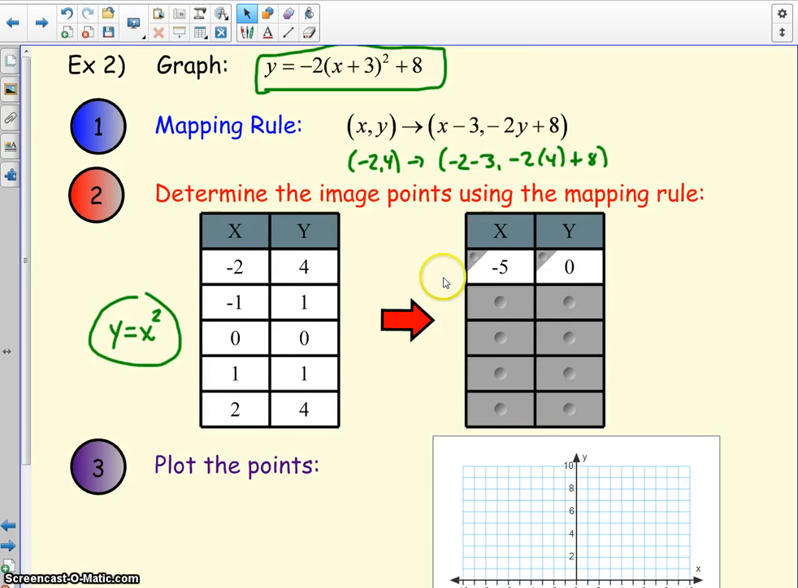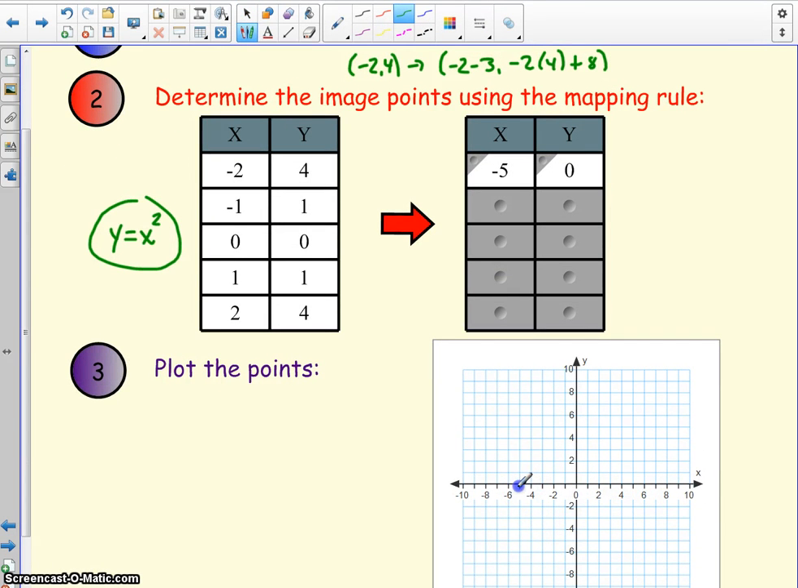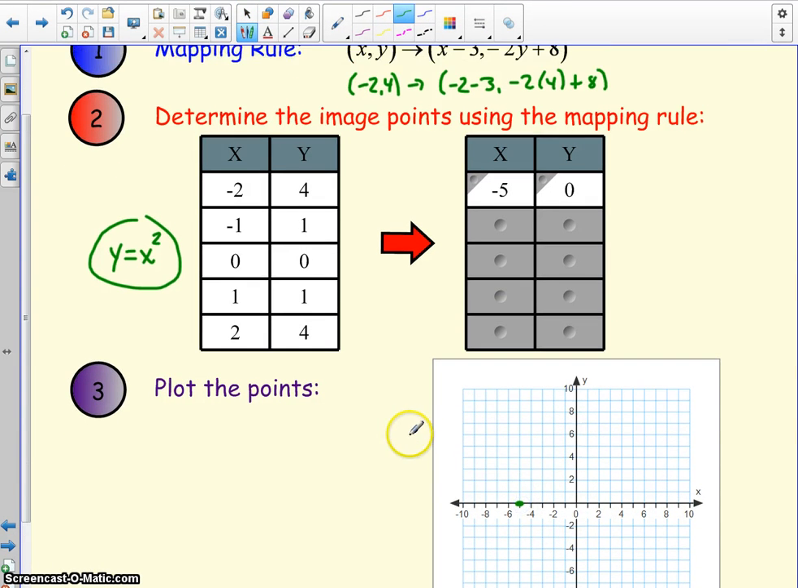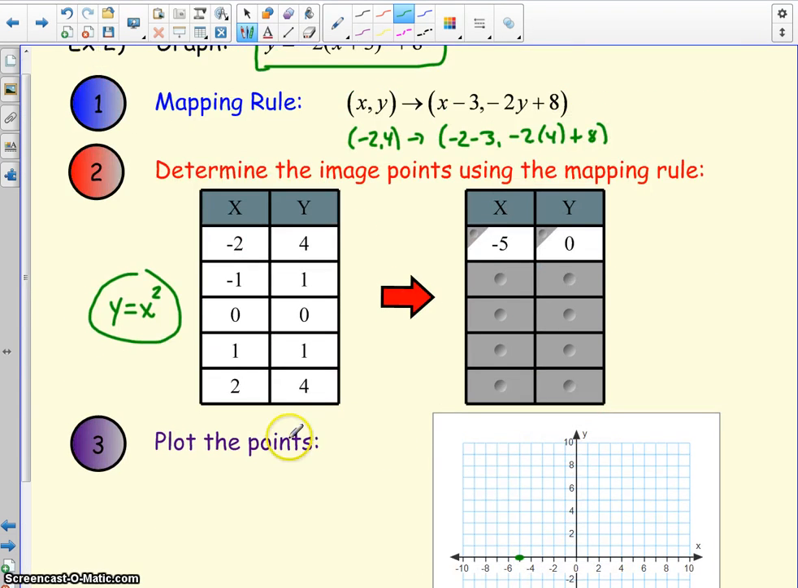So that's going to be an image point on my new graph, and I can actually go ahead and plot that right now. Negative 5, 0 is right there. What I'm going to have you do now is repeat this process for the other points that are in the table right here. Find the other image points, plot them, and check to make sure that your graph makes sense. Take a few minutes to do that, and then push play when you're ready to see the answer.